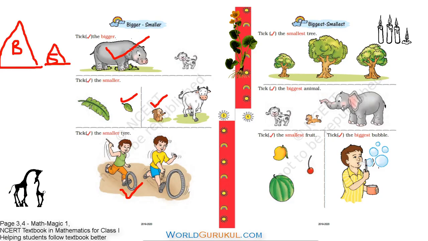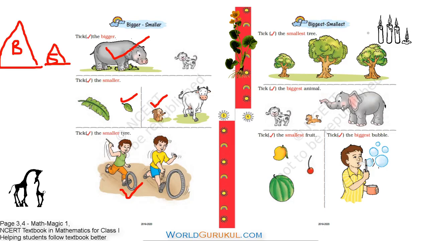So in the above case, the cow is bigger than the squirrel. On the left side, this leaf, which looks like a banana tree leaf, is bigger. Okay, now open page number 4.